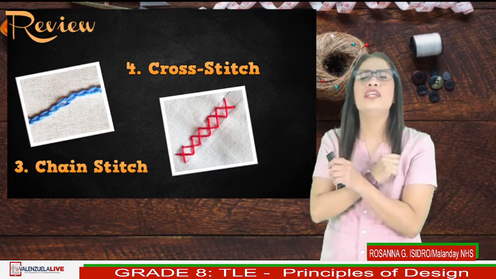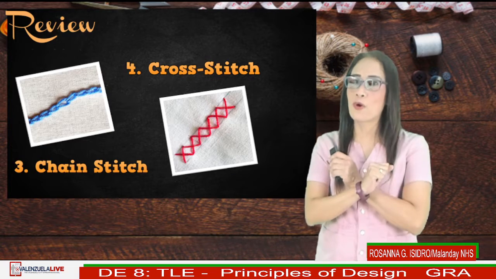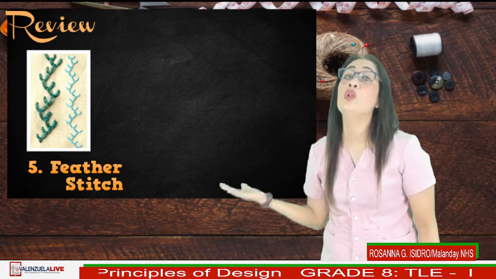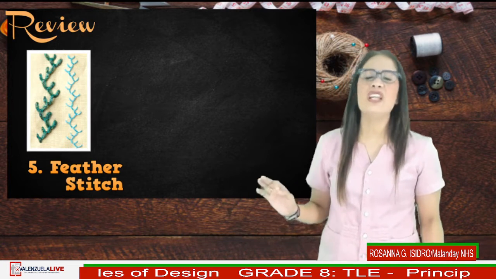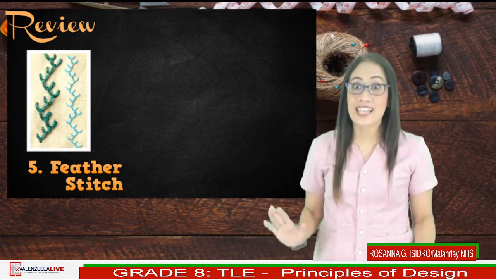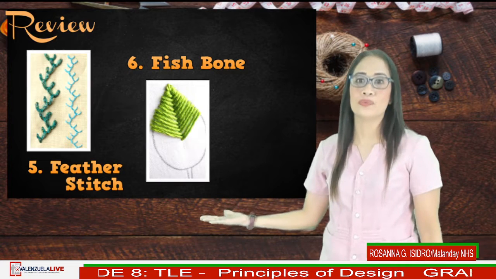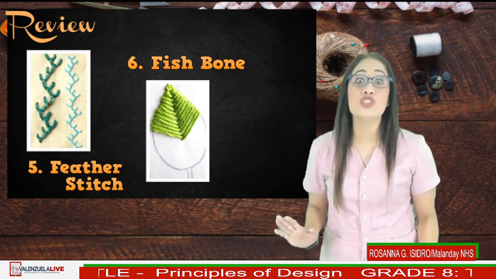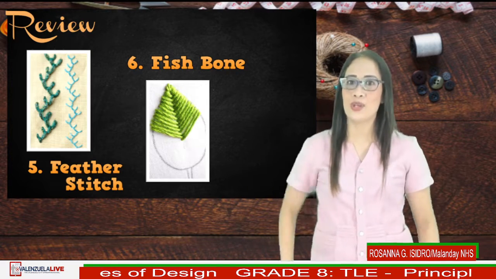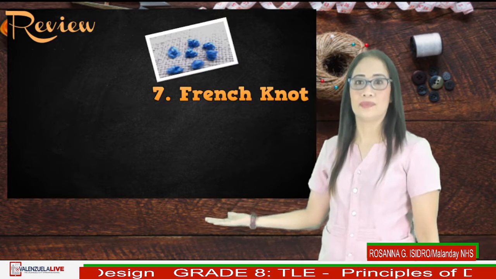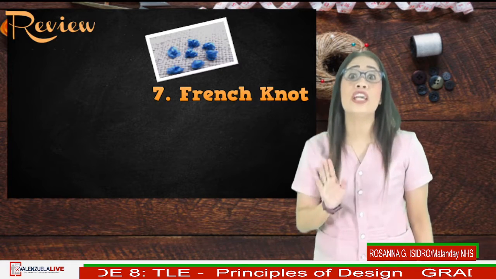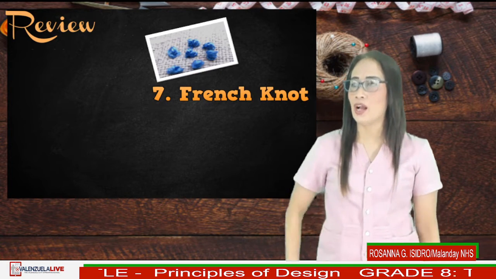Cross stitch, a stitch formed by two crossing arms. Number 5, feather stitch, a stitch with a loop and stitches evenly worked on both left and right side of a design area. Fishbone, a kind of filling stitch which is ideal for making leaves and feathers. Number 7, French knot. Single detached stitch used primarily to fill in a design area.